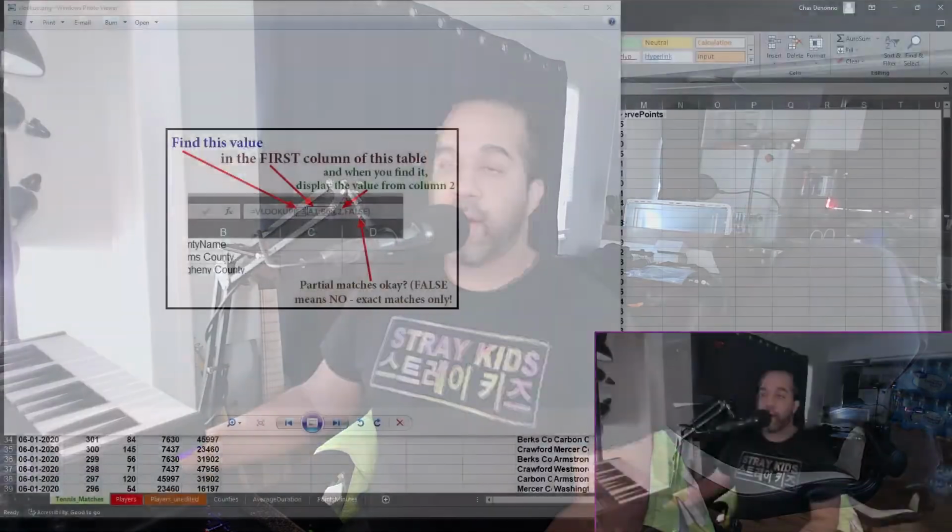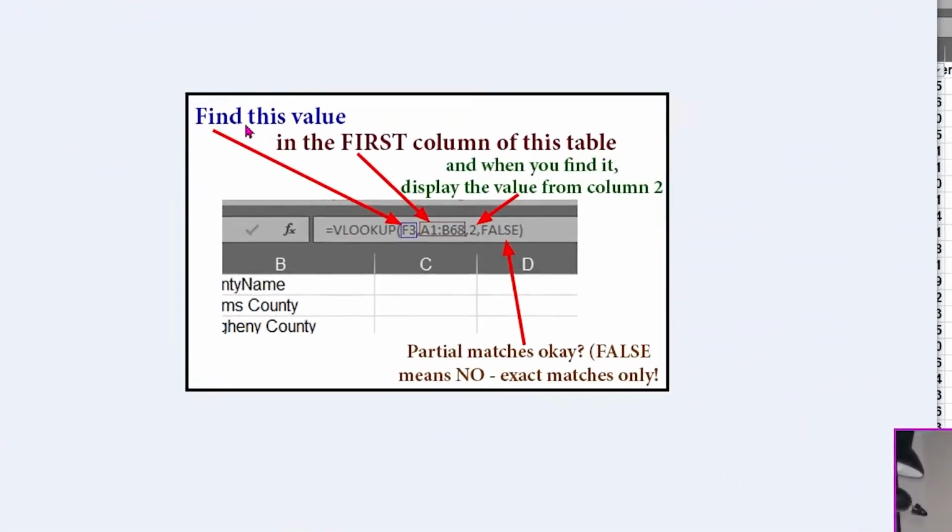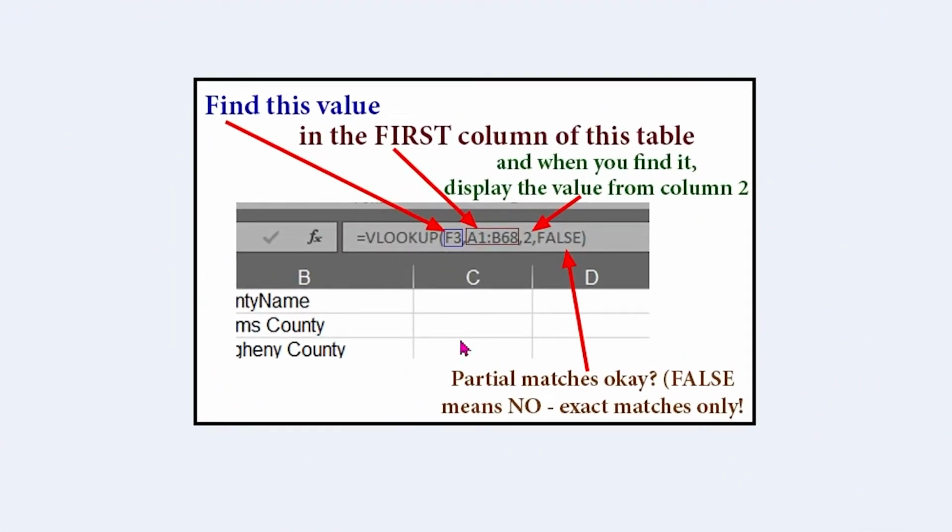So first of all, if you recall, VLOOKUP has 4 arguments, and the first argument shown in blue is the value that you're about to try to look up, or the value you're going to search for. The second argument is the table where you're going to search. And then once you find the value from the first argument, you then need to display something. So the third argument says which column to display.